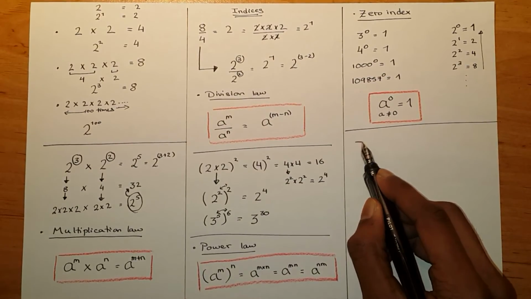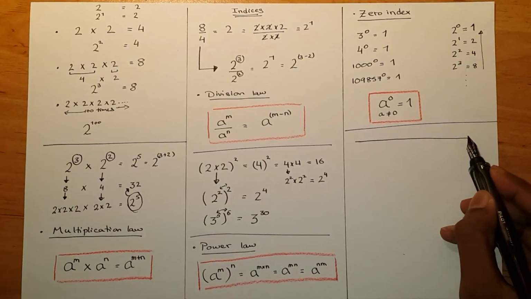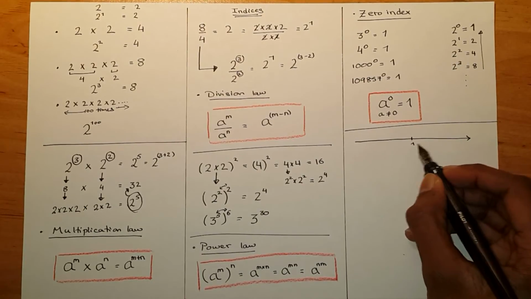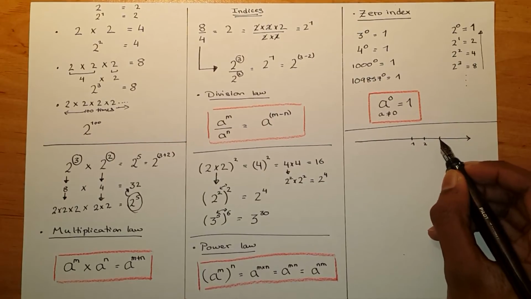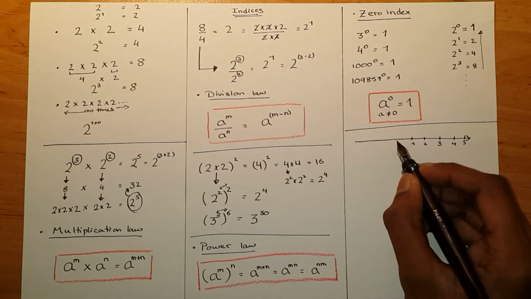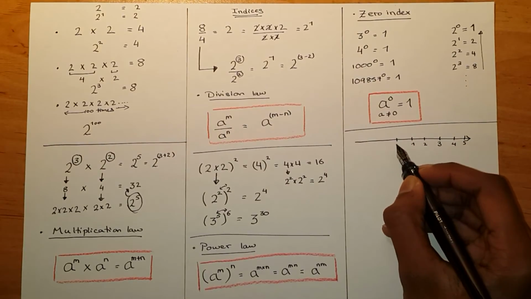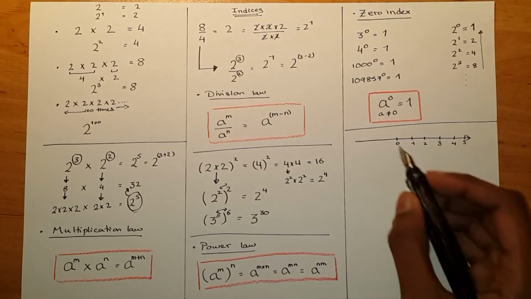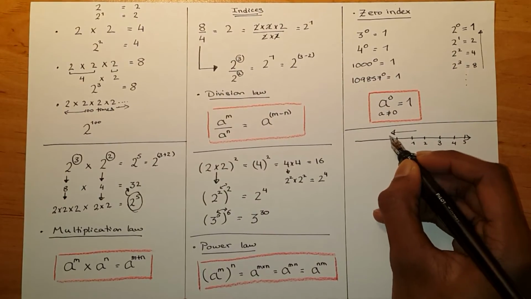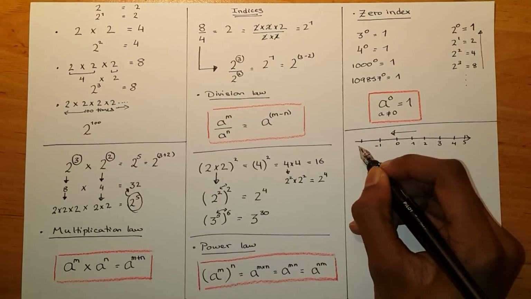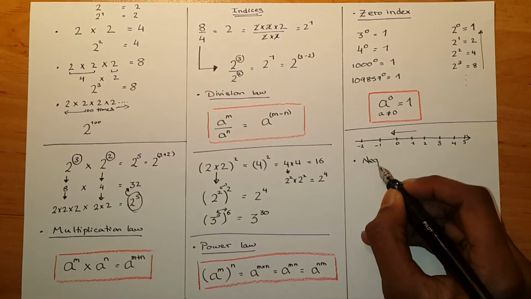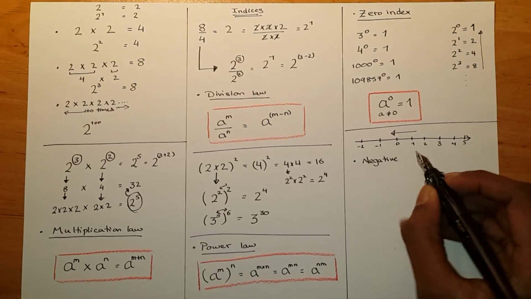Let's draw a number line. We've done powers of 1, powers of 2, powers of 3, 4, 5, and so on. And we've even done power of 0. But what happens when you go beneath the 0? Like -1, -2. This is where we get negative indices.